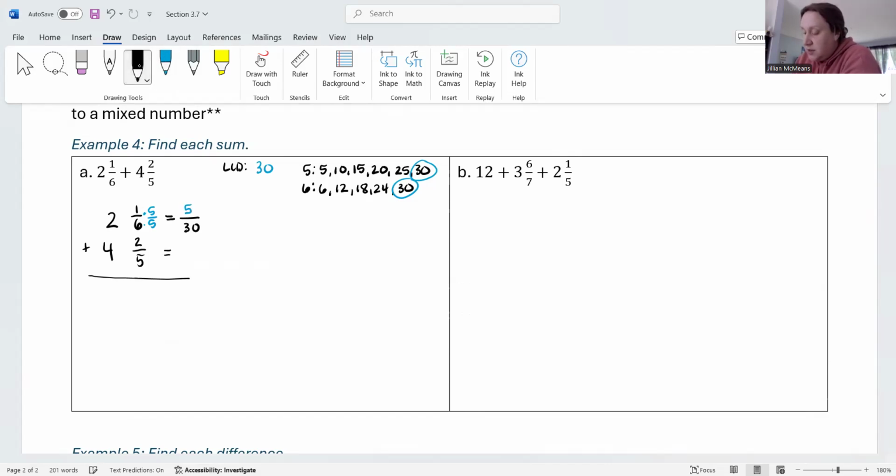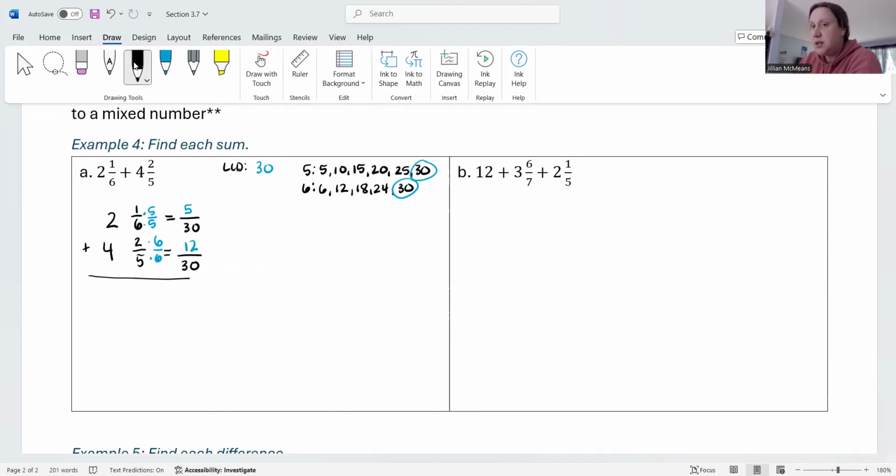Now for 2/5, I want to do exactly the same thing. I want to rewrite 2/5 as an equivalent form using 30 as the denominator. So what do we multiply 5 by to get 30? Well, we'd have to multiply it by 6. So we multiply top and bottom by 6. Let's see, 2 times 6 is 12.